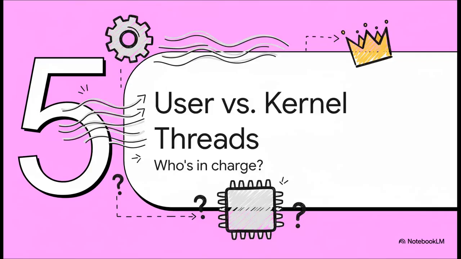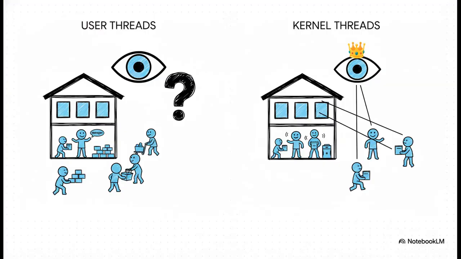All right, for our last section, we're going to get a little more technical, but stick with me because this is a really important distinction. The big question is, who's actually in charge of managing all these workers? Is it the application itself, or is it the computer's main boss, the operating system? So there are two main styles here. On the left, you've got user threads. You could think of this as the DIY approach. A library inside your application manages everything.